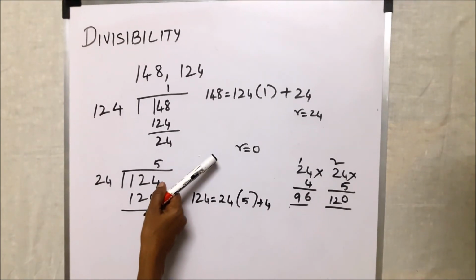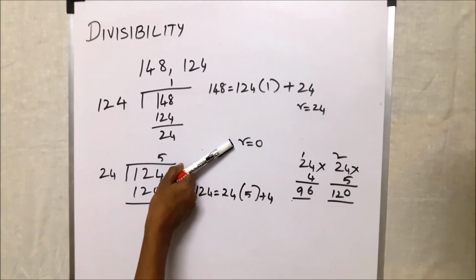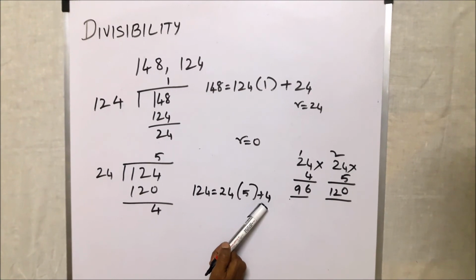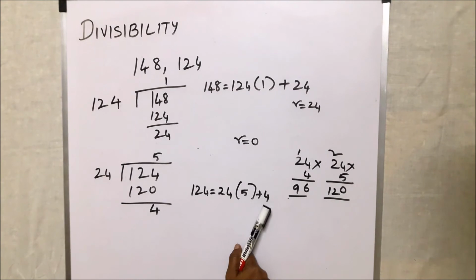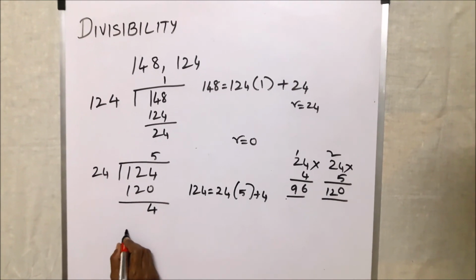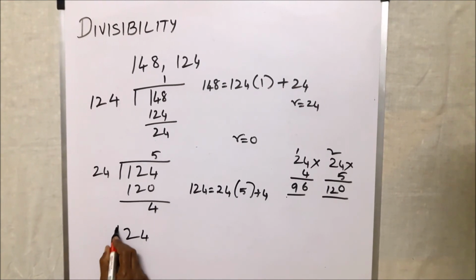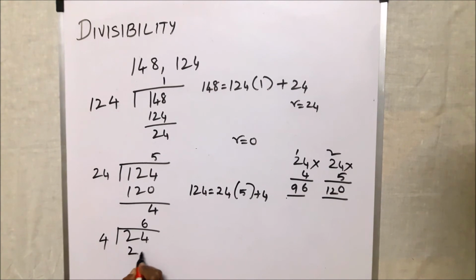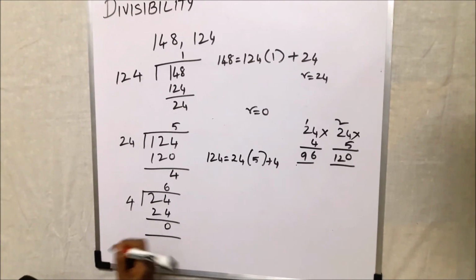What does our Euclid's division algorithm say? We have to get the remainder as 0. But here we got the remainder as 4. So we have to continue the same step again. Consider the numbers 24 and 4. Which number is greater? 24 is greater. So divide 24 by 4. How many times does it go? Exactly 6 times. Now, what is the remainder? The remainder is 0.